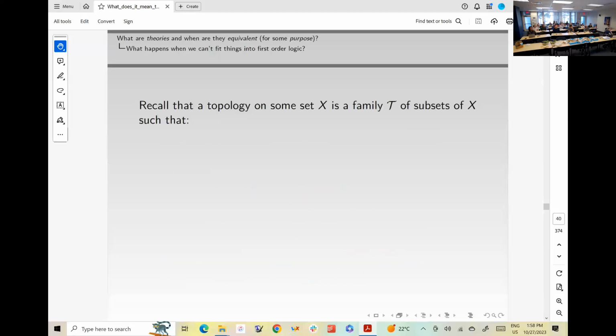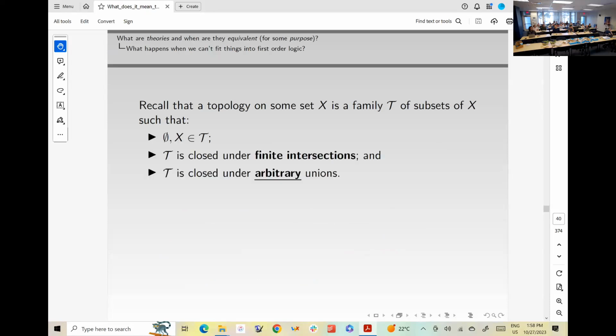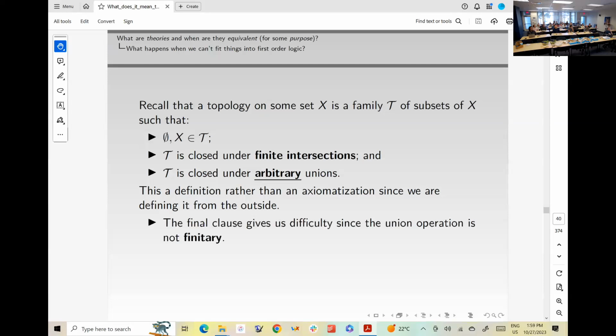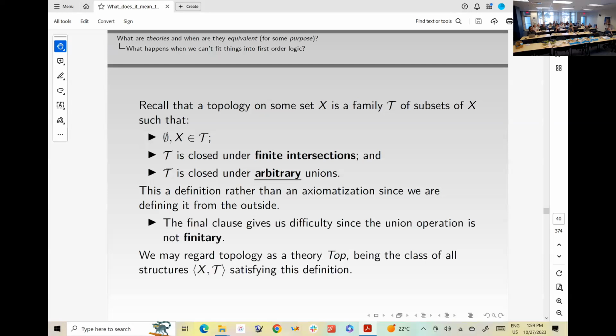Okay, so first of all, we're going to recall a little bit more specifically what a topology is. So we have a set X and then a family of subsets of X, which we call T, such that the empty set's in there and X is in there. It's closed under finite intersections and it's closed under arbitrary unions. So that's a topology. Okay, so I want to emphasize this is a definition rather than an axiomatization because I'm defining it from the outside. This is an analytic or math-first approach. The final clause gives us difficulty since the union operation is not finitary.